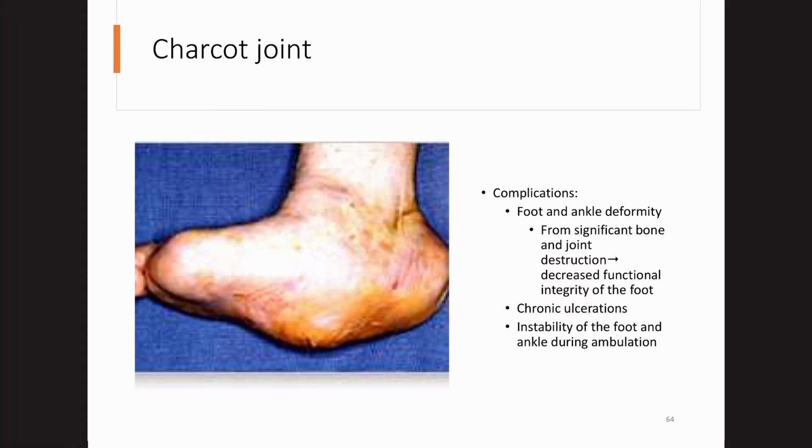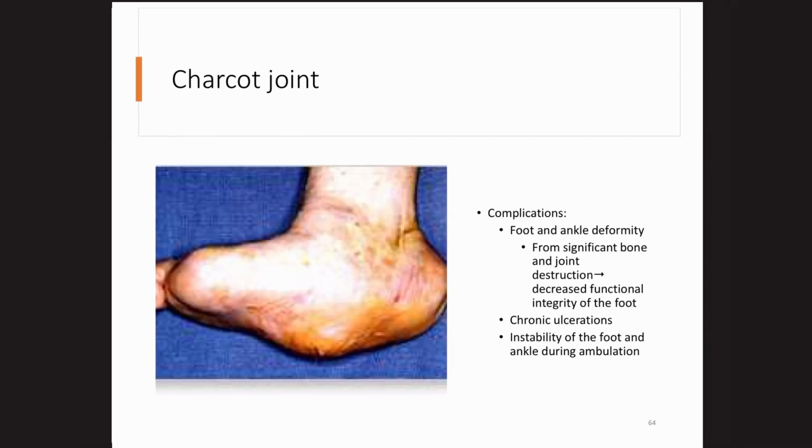Complications: foot and ankle deformity, chronic ulcerations, eventually amputations, instability of the foot. We may need things to be removed there. So that's Charcot joint. And then we're done for now.